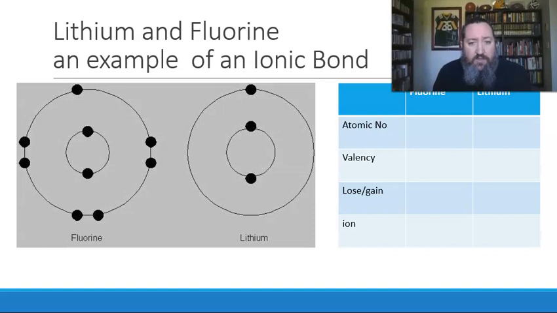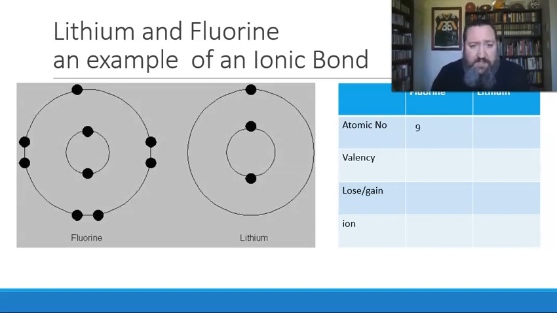So we have lithium on the right there with 3 electrons, and fluorine on the left with the 9 that you can see there. If you look at your periodic tables, you'll see that fluorine has an atomic number of 9, which is where we get those 9 electrons from.